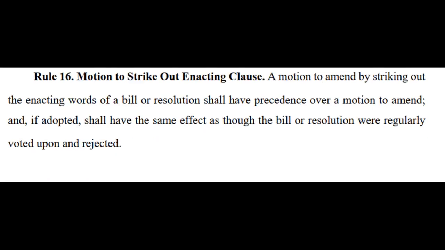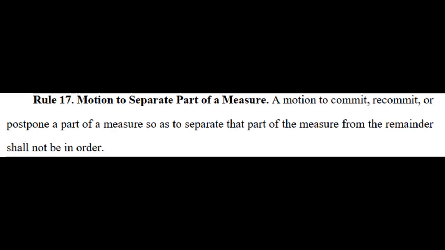Rule 16. Motion to strike out enacting clause. A motion to amend by striking out the enacting words of a bill or resolution shall have precedence over a motion to amend and, if adopted, shall have the same effect as though the bill or resolution were regularly voted upon and rejected. Rule 17. Motion to separate part of a measure. A motion to commit, recommit, or postpone a part of a measure so as to separate that part of the measure from the remainder shall not be in order.